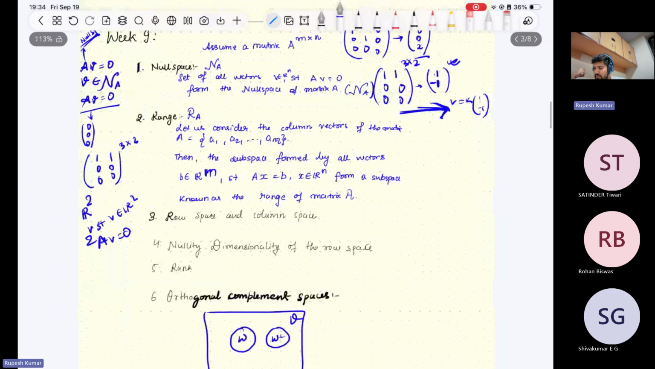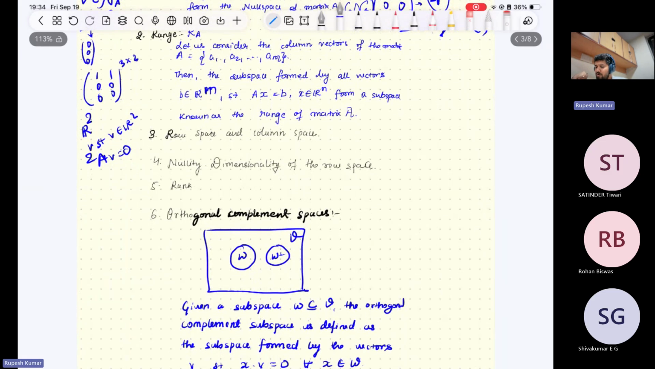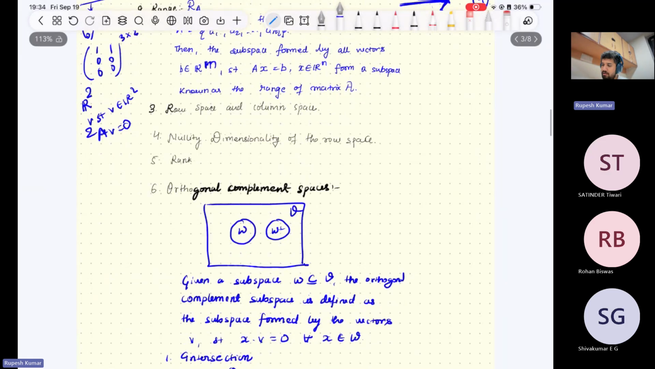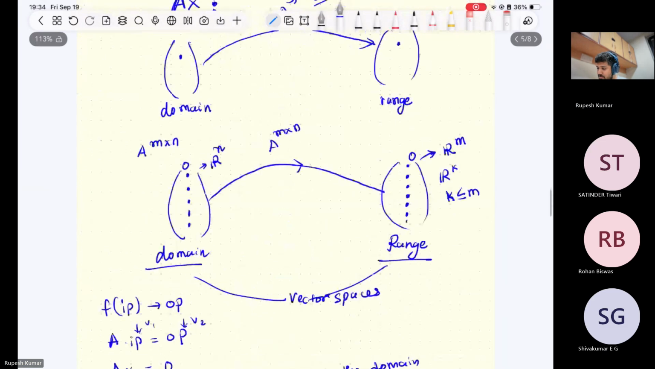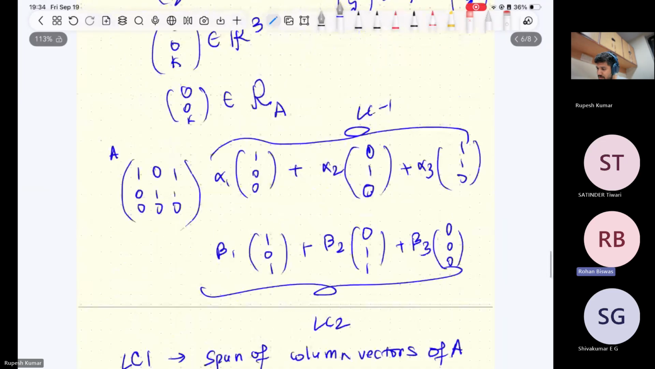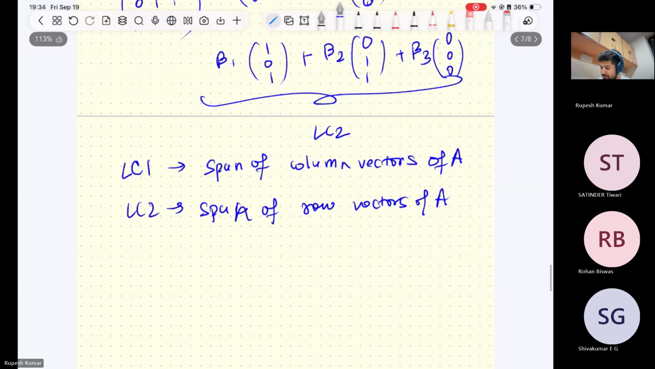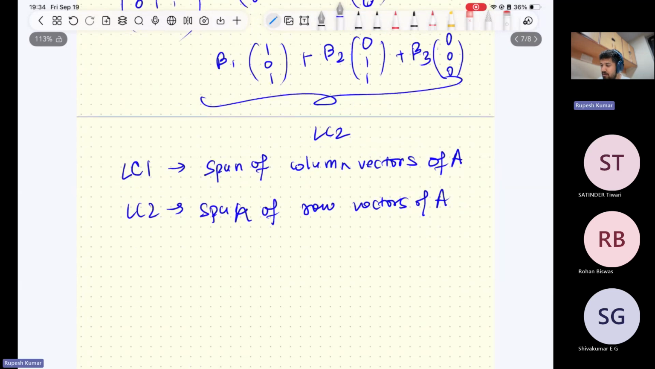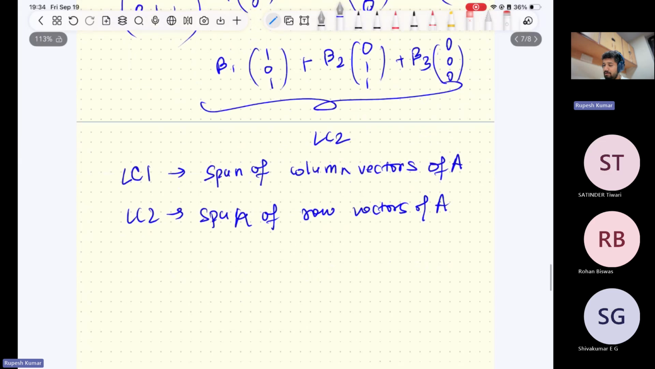And then nullity, dimensionality of the row space. Whenever you want to talk about the row space of a matrix, you simply know the definition of null space and range of the matrix, right? Everyone? Yes, sir. Fine. So this was the basic definition of what this row span and column span look like.